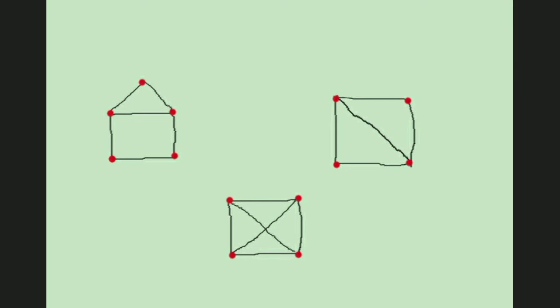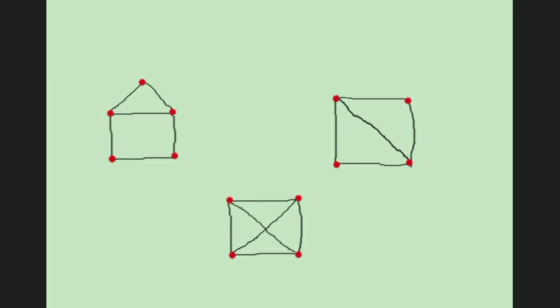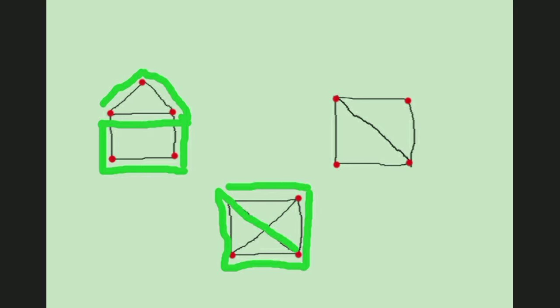In graph theory, points are called vertices. They have sides being edges, and where the edges meet the vertices, that's called degrees. Degrees can be odd or even depending on how many edges they have. As you can see by these shapes, the only ones that can be traced are the first and the third one. That is, they have 0 or 2 odd degrees.